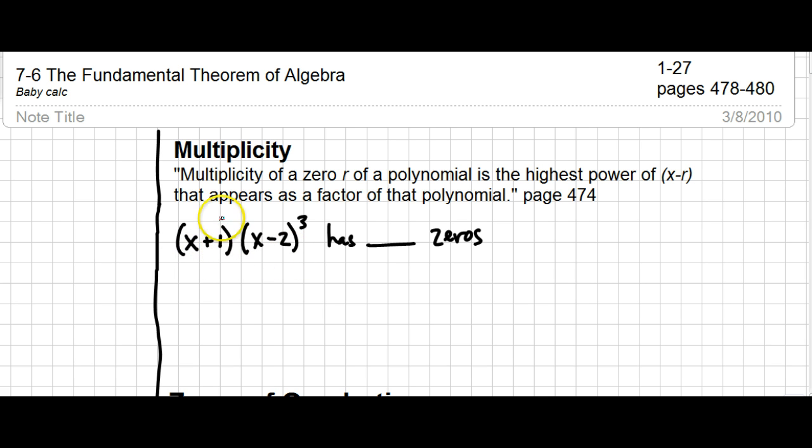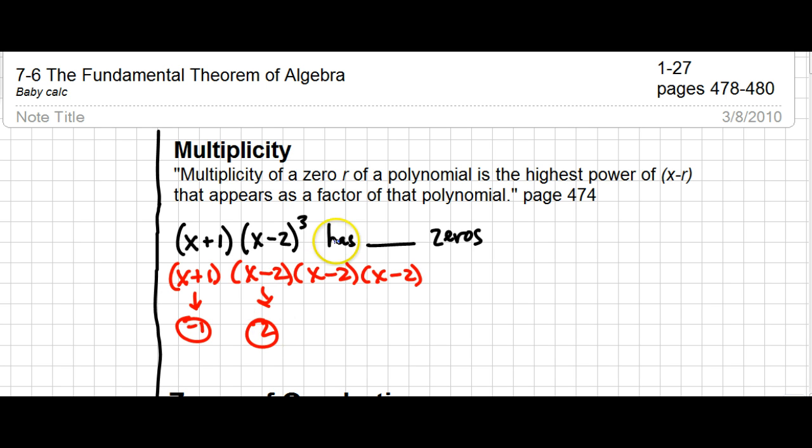If we have x plus 1, that's one factor, and then we have x minus 2 to the third. What that really means is we have x plus 1 as one factor, and then we have x minus 2, and that factor appears 3 times. The zeros that would have come from these factors would have been a negative 1, and this one would have been a 2. So there are 2 zeros, but one of them appears 3 times. The 2 here has a multiplicity of 3 because it appears 3 times.